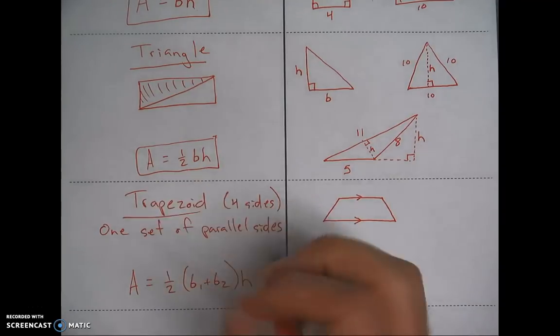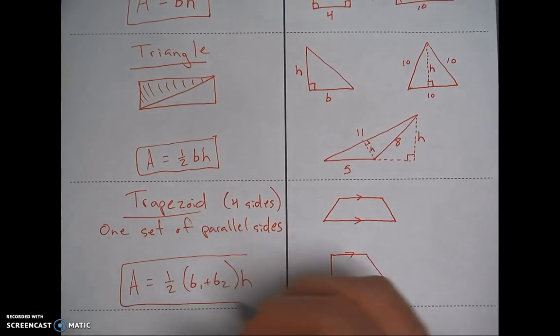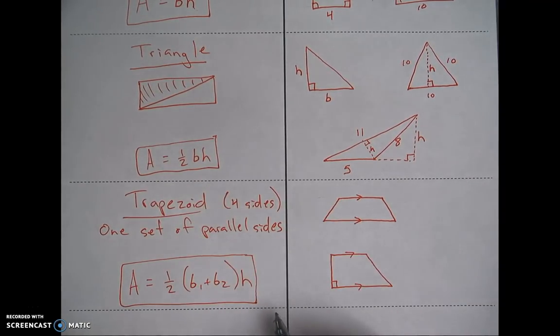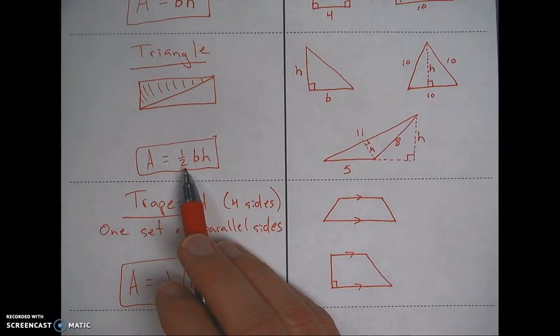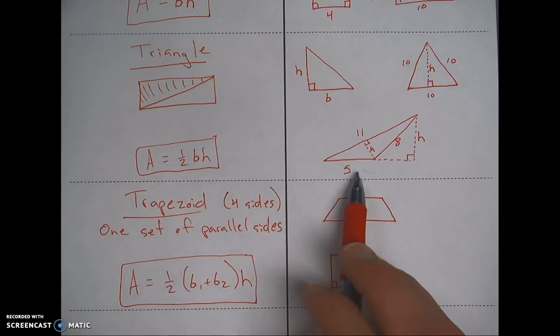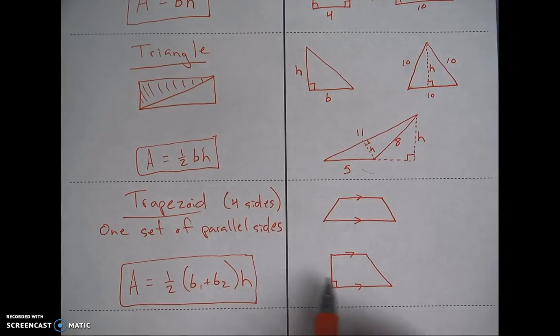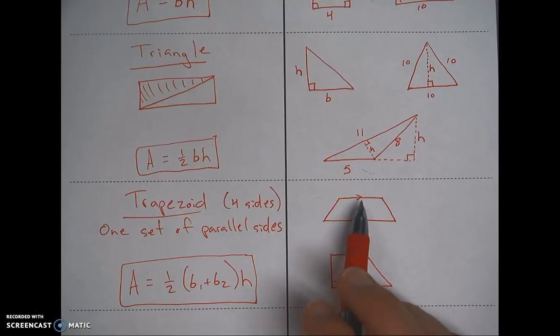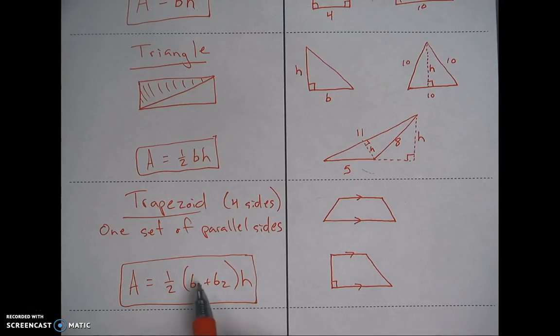This is actually a very similar formula to the triangle. If you look, you've got the 1/2 at the beginning and you've got the height at the end. The only difference is a triangle only has one base. One of the sides is a base. In a trapezoid, there's two bases. Okay, and it's your two parallel sides. So we actually add them together.